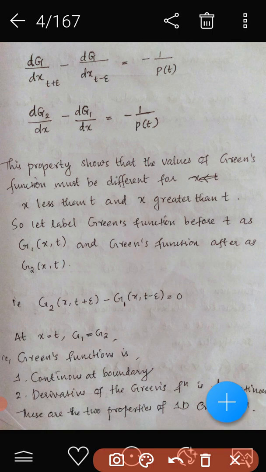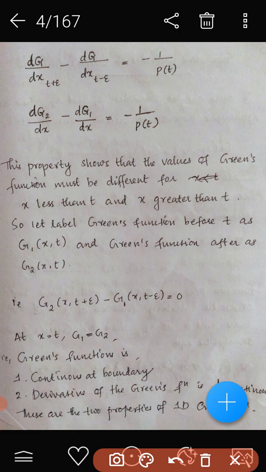So this property shows that the values of Green's function must be different for x less than t and x greater than t. So the value of Green's function is different if x is less than t, it has some value, and if x is greater than t, it has another value.